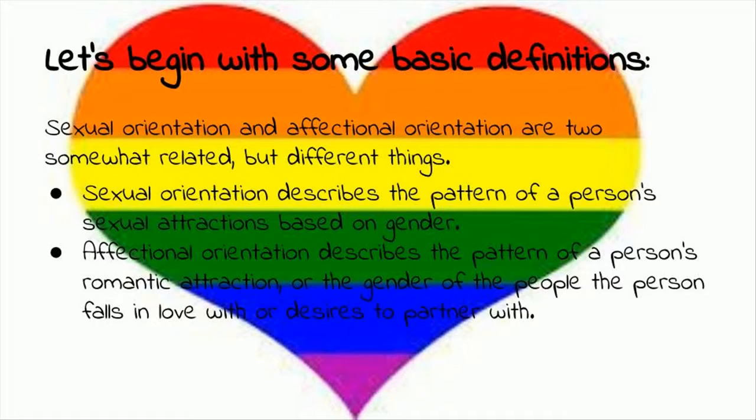Sexual orientation describes the pattern of a person's sexual attractions based on gender. Affectional orientation describes the pattern of a person's romantic attraction, or the gender of the people the person falls in love with or desires to partner with.